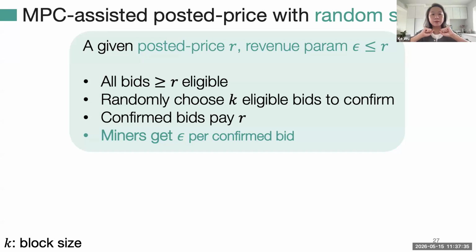Now, these two parameters are determined by the protocol, meaning that they are determined from the blockchain history. They're not determined by the miners.